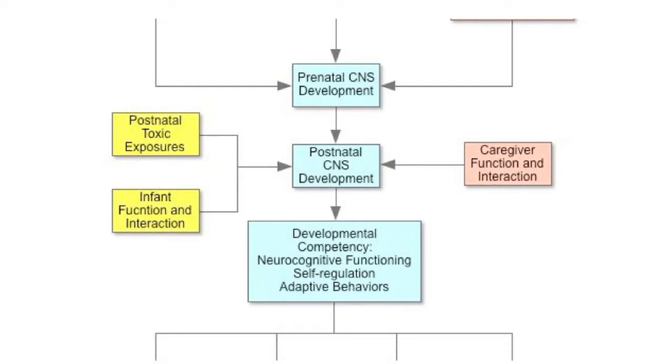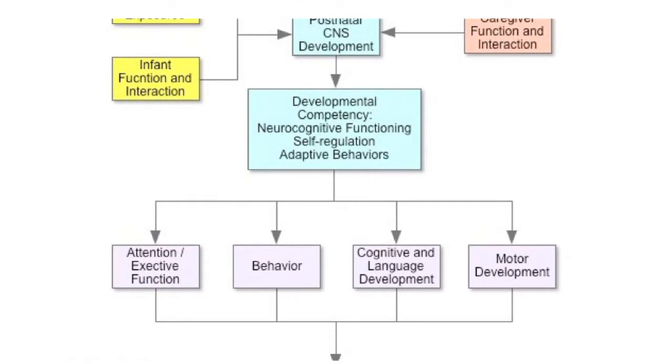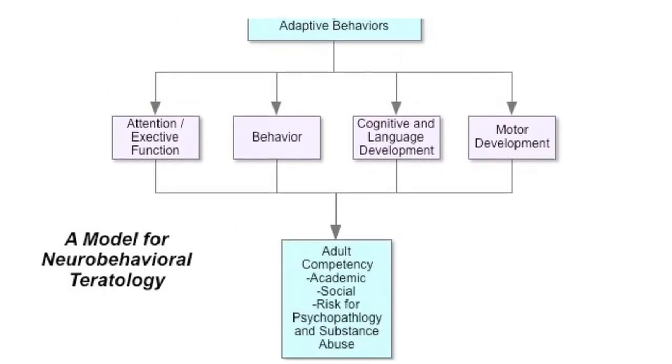And when we're looking to long-term is developmental competency. And for substance-exposed infants and children, developmental competency is most likely affected through neurocognitive functioning, self-regulation, and adaptive behaviors. Now, those areas break down into what we see as attention and executive functioning, behavior of the child, cognitive and language development, and motor development. And these are the factors that ultimately feed into adult competency.